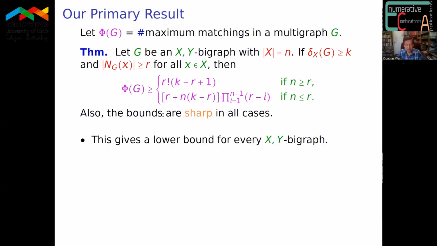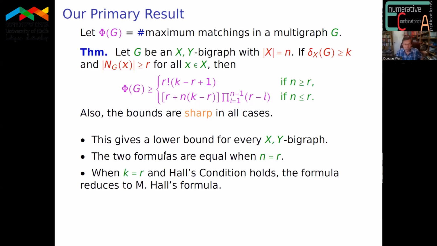So some comments. You can look at any XY bigraph now and figure out what the minimum degree is in X and what the minimum neighborhood size is for vertices in X. And this theorem will give you a lower bound on the number of maximum matchings. The two formulas are equal when n is equal to R. If n equals R, then this is R minus 1 factorial, and you multiply by R over here, you get the R factorial in both cases, and we'll get K minus R plus 1.